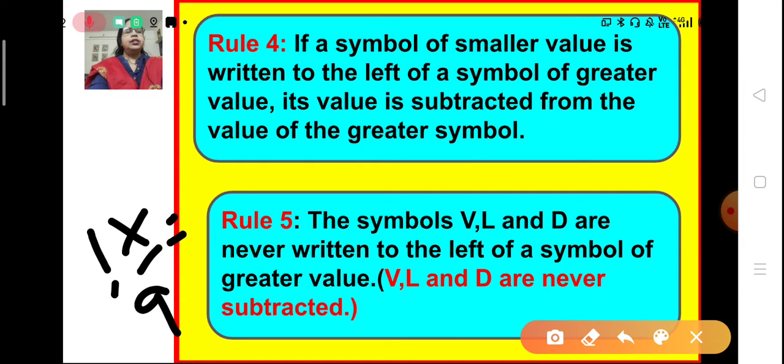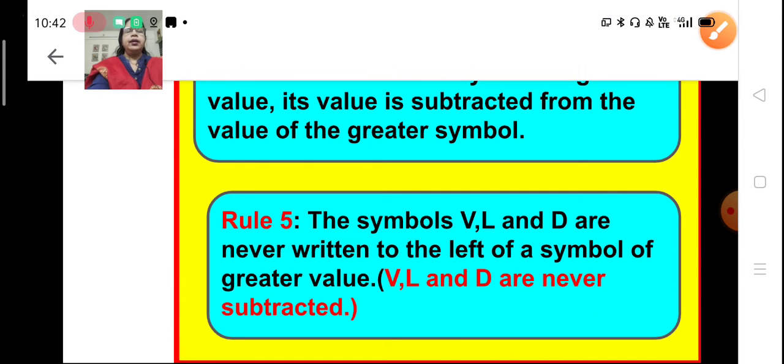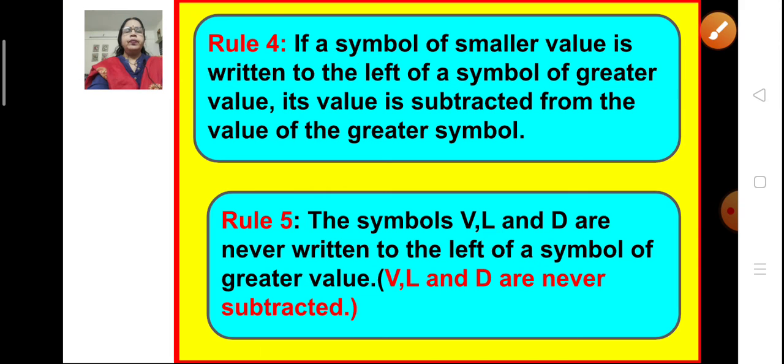Alright. So when it is to the right, it is added, and when it is to the left, the symbol of smaller value is subtracted. And there are symbols V, L, D, they are never written to the left of a symbol of greater value, isn't it? So V, L and D can never be subtracted. They can never be written on the left of a symbol of greater value.